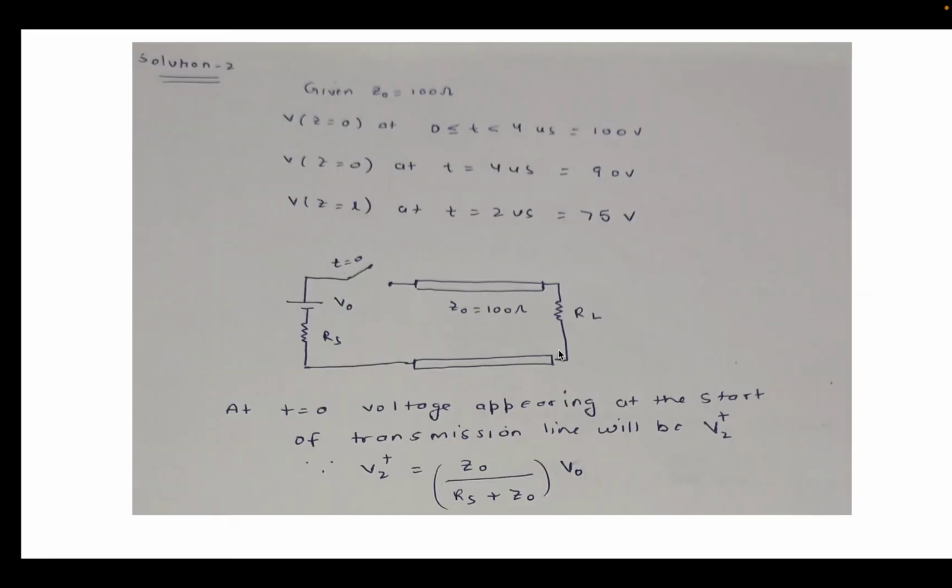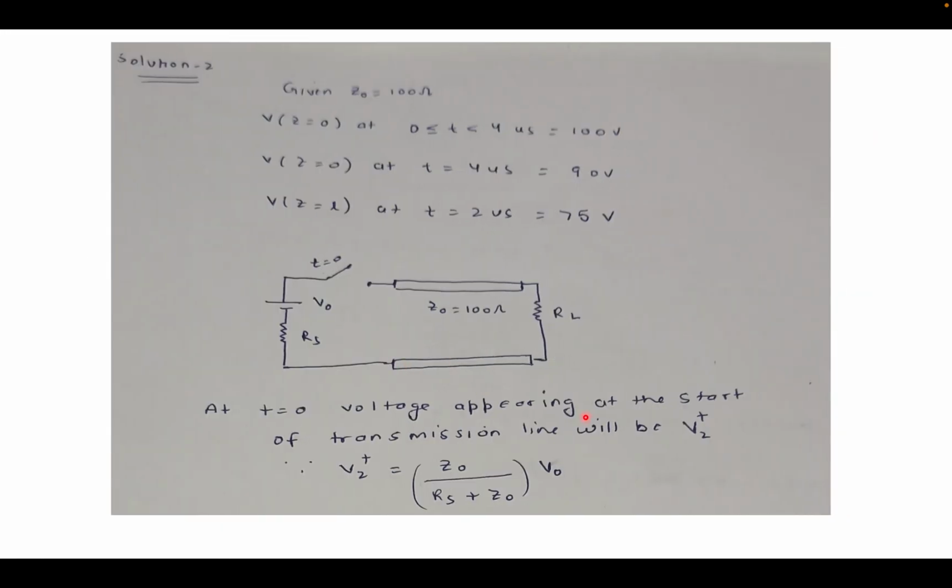Okay. So suppose you are given the voltage V naught, and you also know the internal resistance and the characteristic impedance. From that you can calculate the voltage here in terms of V naught, RS and Z naught, right? So you can write V2 plus. I'm referring to the voltage which appears at t equal to 0 here as V2 plus.